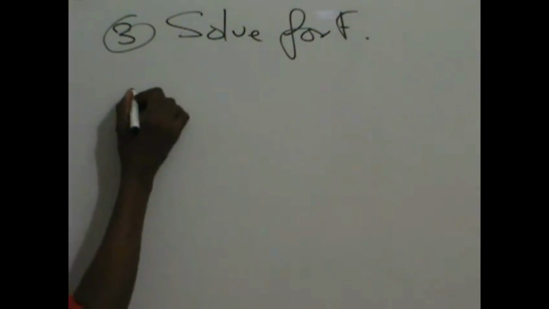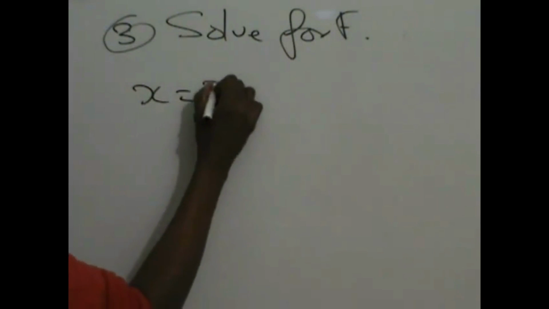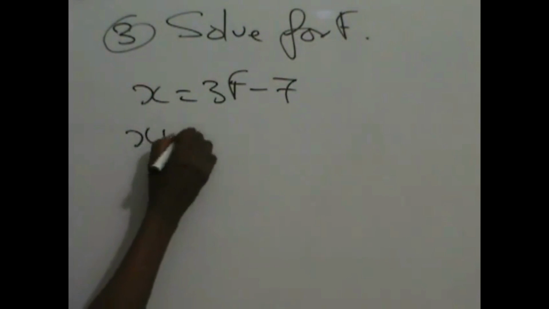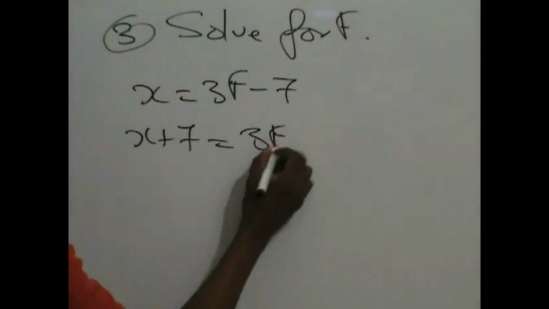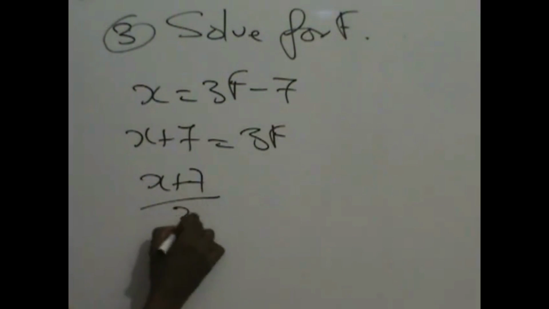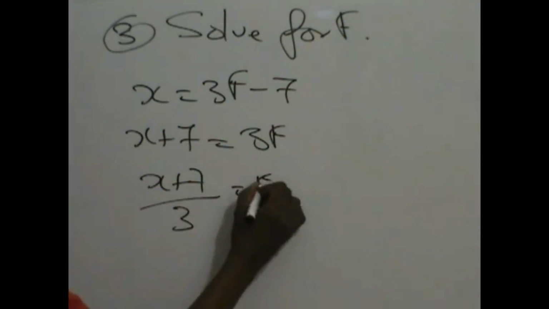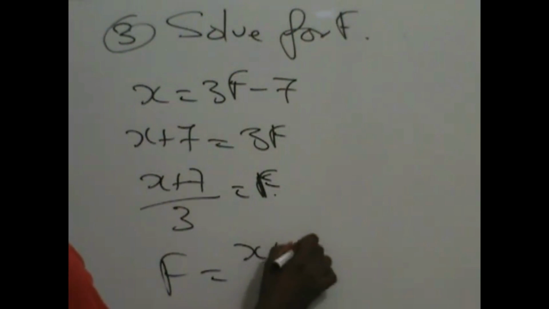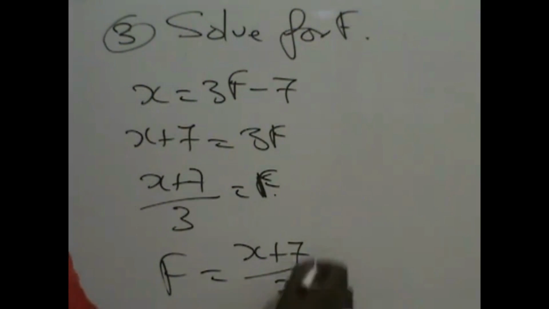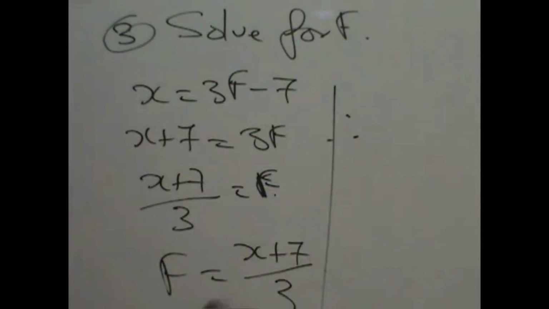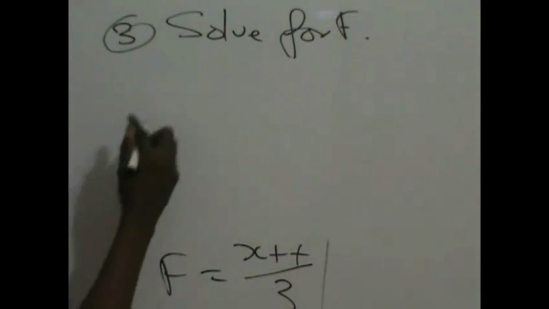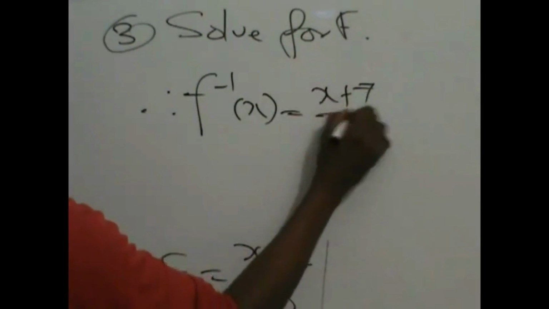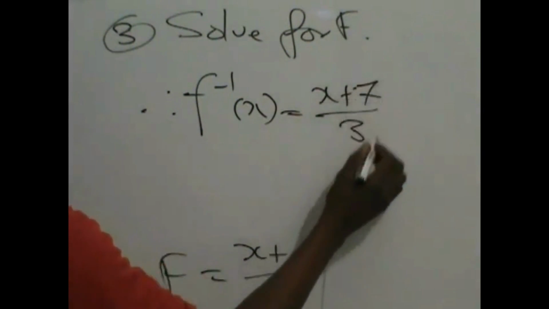So we had the equation. The equation was that x equals 3 big F minus 7. So we take the 7 across, plus 7, sorry. x plus 7 is equal to 3 big F. So x plus 7 over 3 is equal to big F. And then switch the sides. Big F is equal to x plus 7 over 3. And therefore, okay, I'll just write it over here now. Therefore, f minus 1 of x is equal to x plus 7 over 3. And that is it.